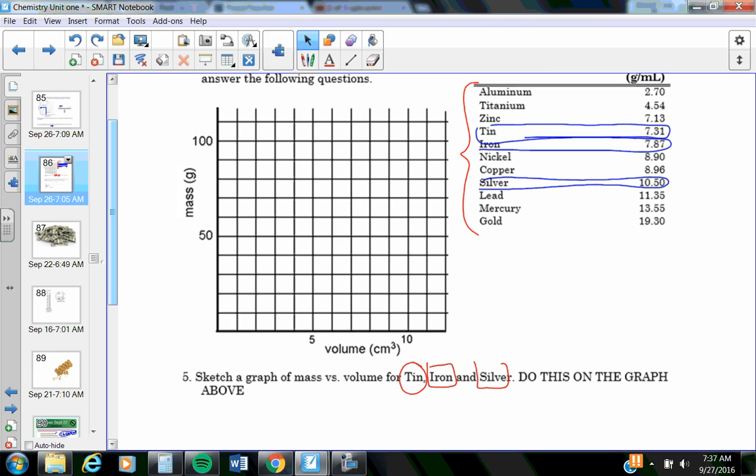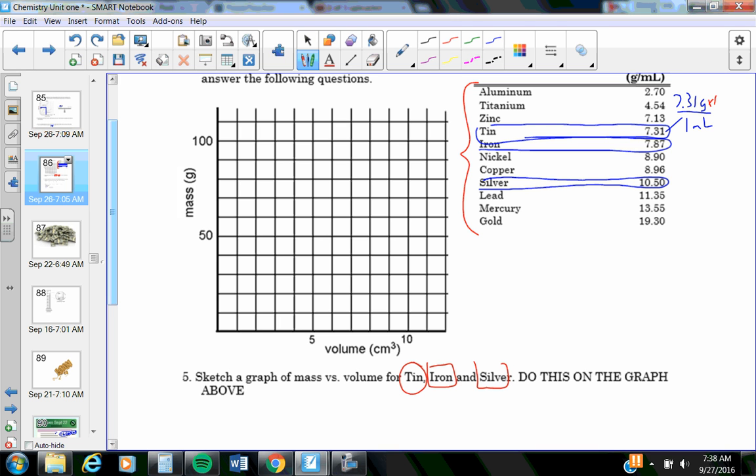But the tough part would be, what does this really mean? It means 7.31 grams for every 1 milliliter. It would be tough for me to come over here and find where 7 would be versus 1 and to get a nice straight line. So I don't have to pick the 7.31 meets 1. I could pick any multiple that still has the same ratio. It could be 14.62 meets 2. It could be 21.93 meets 3. What I'm going to do is just pick the easy one and do it.